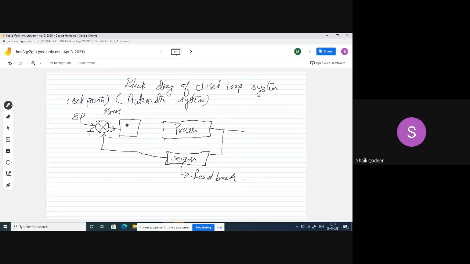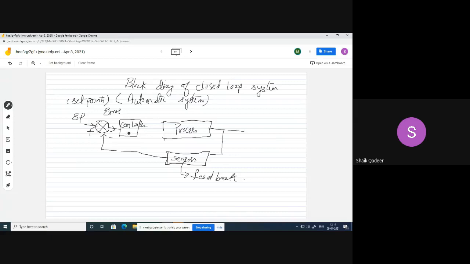Now moving further. There is a component of the closed loop system called the controller. This is very, very important. Most of your subject belongs to this controller. We'll get back to the entire closed loop system one by one. I was telling you that the important component is the controller. What is the job of this controller? Can you guess?